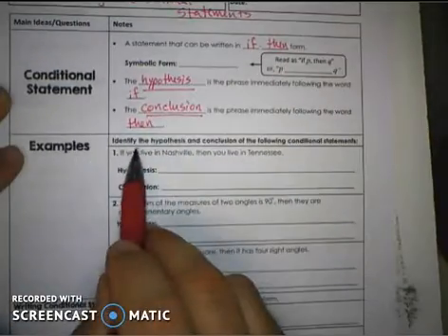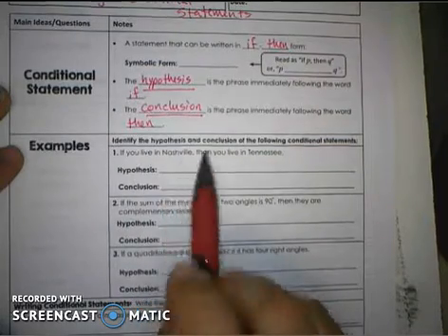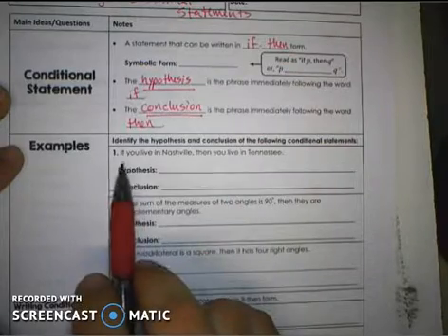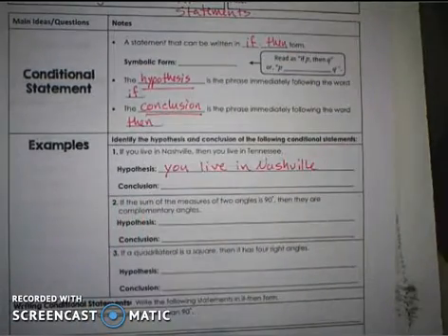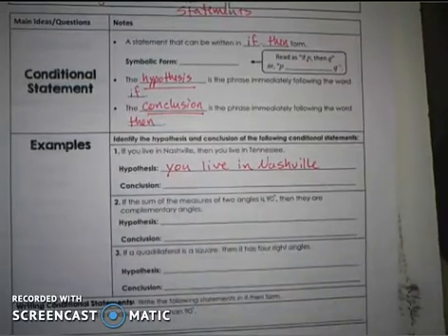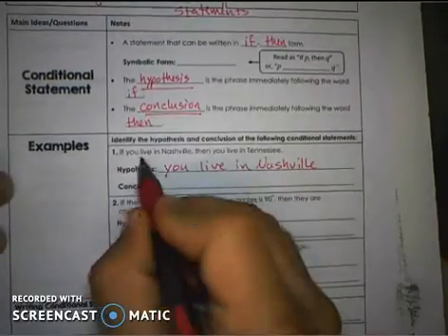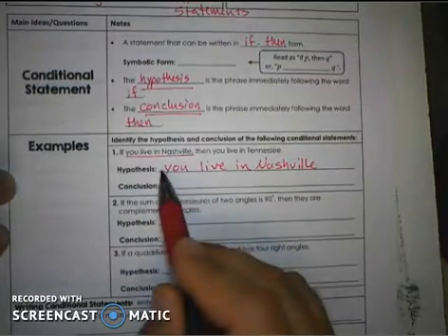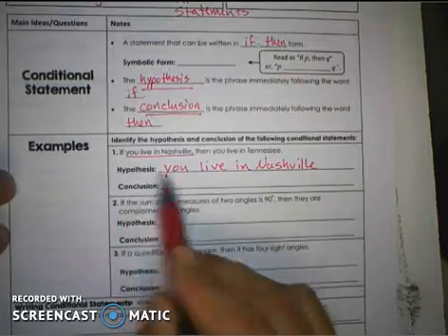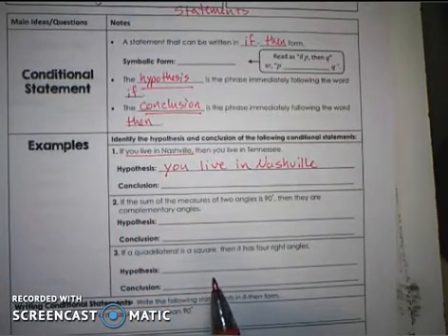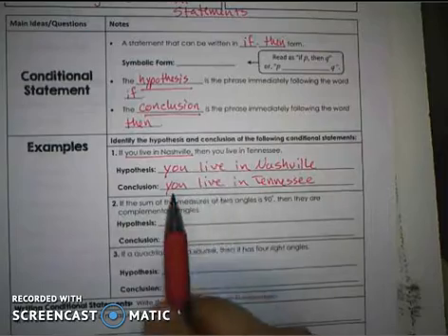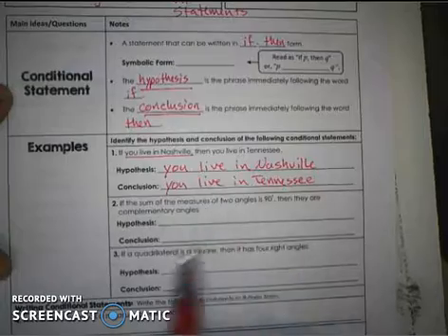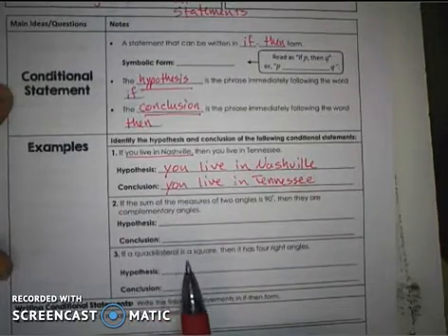We're going to identify the hypothesis and conclusion of these examples. Number one: if you live in Nashville, then you live in Tennessee. The part that follows the word if is you live in Nashville. That's the hypothesis. Notice I don't write the word if with it. It's the part that comes after the word if. Then that makes the conclusion the part that says you live in Tennessee. So hypothesis, you live in Nashville. Conclusion, you live in Tennessee. That's your first conditional statement.